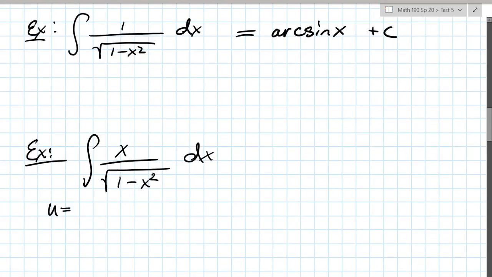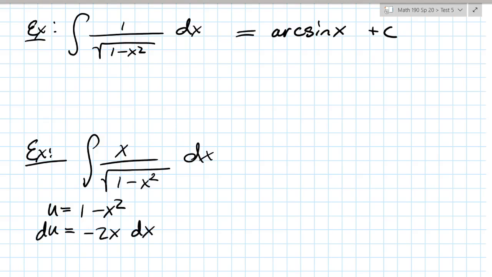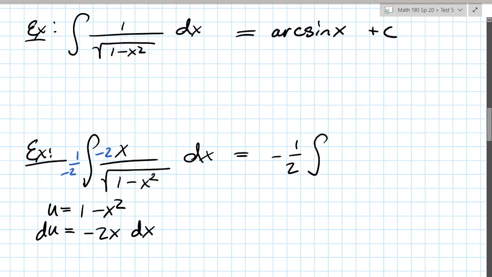If we let u equal 1 minus x squared, du is the derivative of this, which is negative 2x dx. I have an x dx right here, but I need a negative 2, so I'll multiply in a negative 2 and divide out a negative 2. So this becomes negative 1/2 times the integral of u to the negative 1/2 power from the square root of stuff there, and then du.